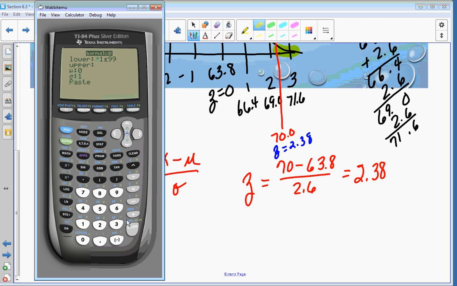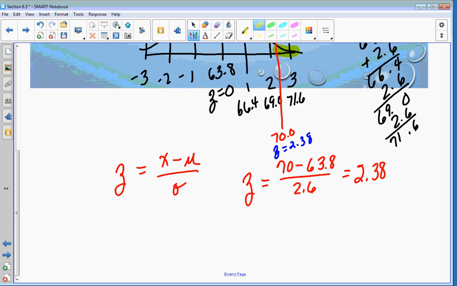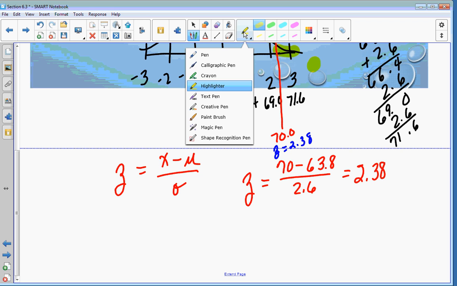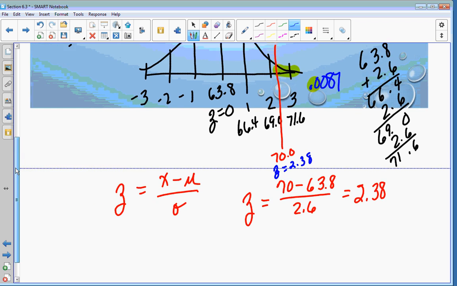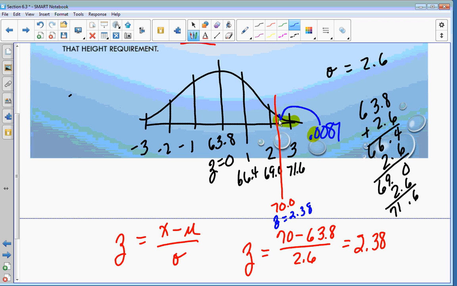So I'm going to punch in 2.38. My upper limit is going to be 9999, and I then can go ahead and hit paste. And I find that area is going to be 0.0087 when it's rounded. 0.0087. That is the area under the curve.